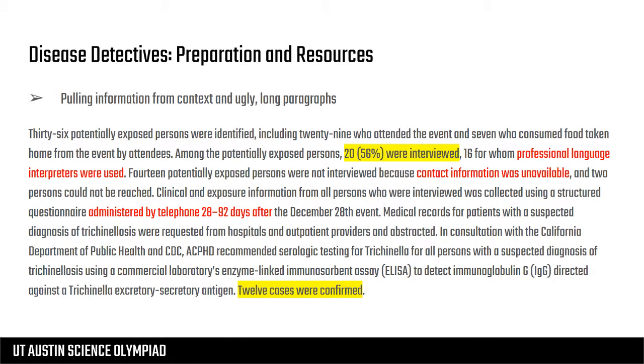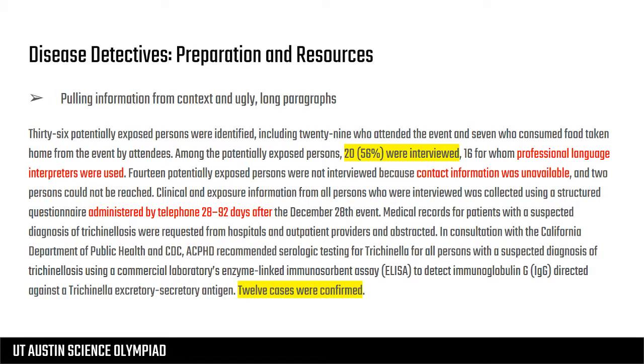And then I'm also seeing places where things could go wrong in a practical way. If professional language interpreters were used, they are professional, but things can still get lost in translation, especially with dialects. And these were actually people from a different country who had a celebration in California. So I can definitely see a loss of information during that translation. Contact information was unavailable from 14 potentially exposed persons. So what if those people would have changed our ratios and made us realize that this is a lot worse than we thought it was? And 2 people could not be reached. So are we going to follow up with those people?